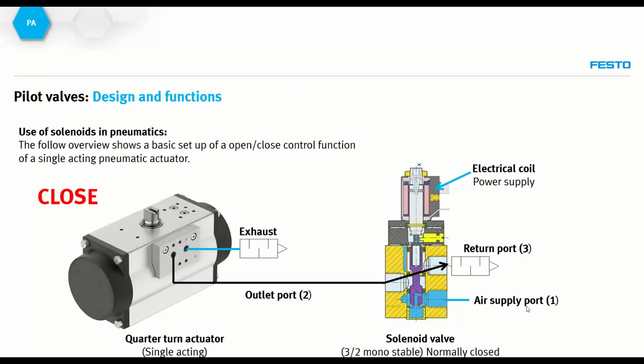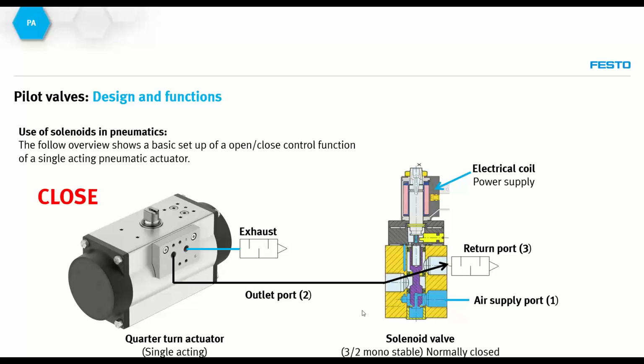Okay, so how does this look in real life? Here we see a basic arrangement of a solenoid valve operating a single-acting quarter-turn actuator. From port number 1, where the compressed air is supplied, the air is currently blocked by the solenoid valve because the electrical coil is not energized. All the compressed air from the cylinder of this actuator is currently being released through port number 3, so the actuator is freely able to move to its natural position.